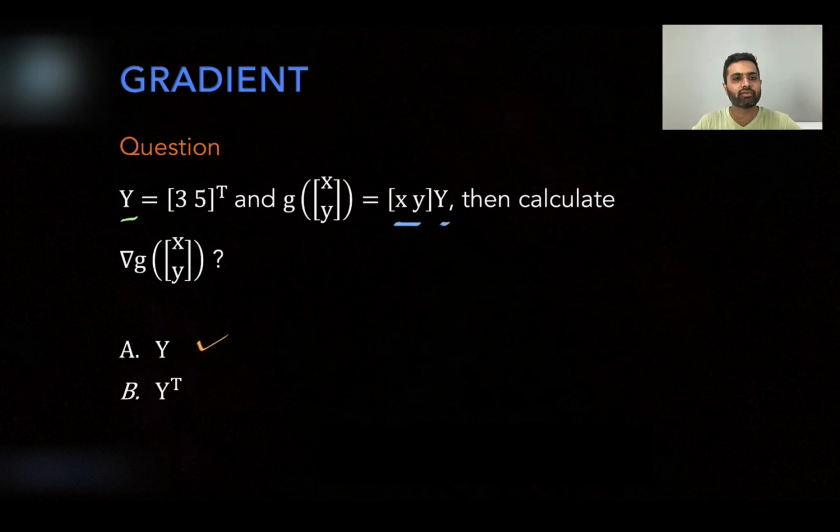Similarly, if the constant vector is a column vector and the vector corresponding to the variable x is a row vector in the dot product, then the gradient is just the constant vector y. I will refer to this result as result 2.